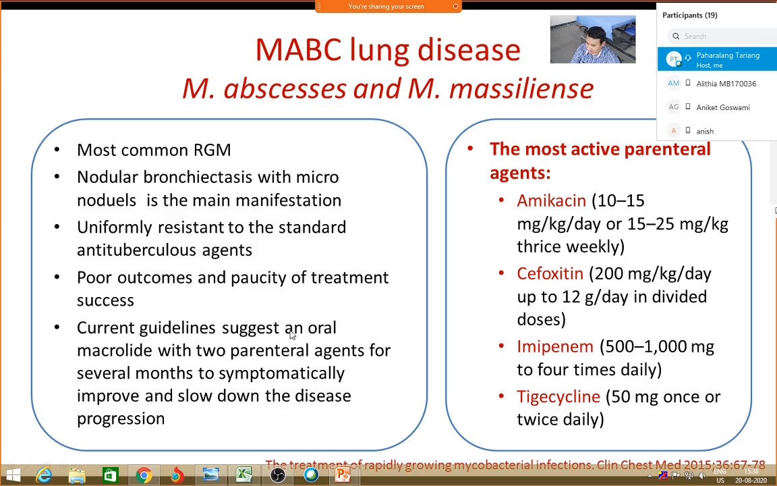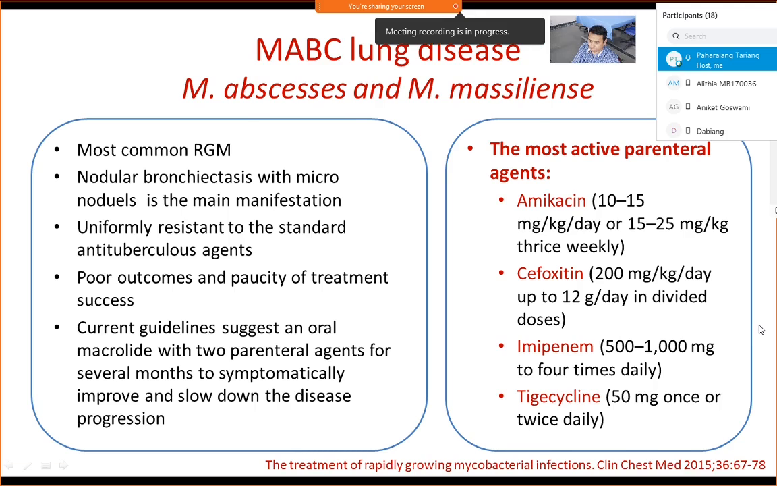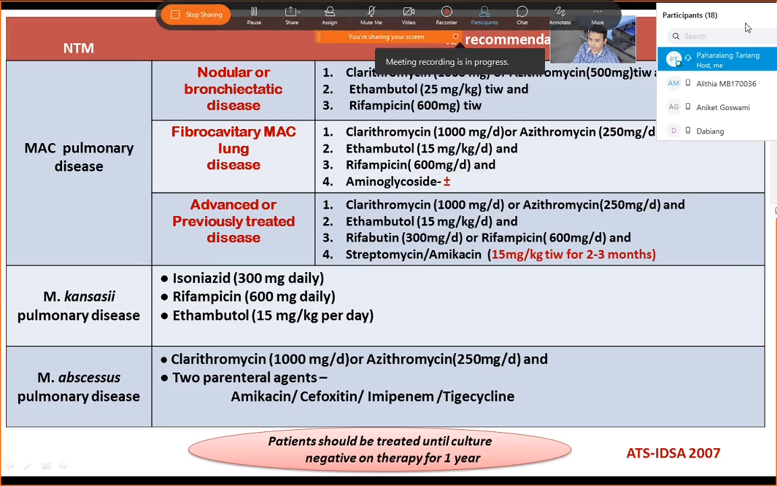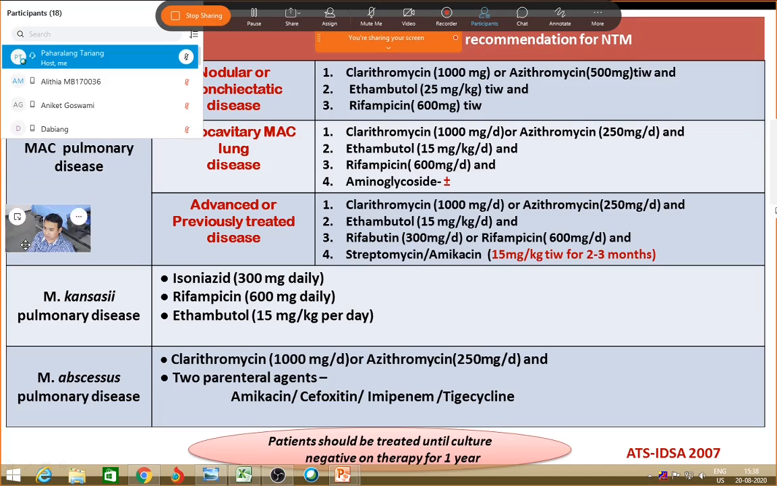So the current guidelines suggest an oral macrolide with 2 parenteral agents for several months to symptomatically improve and slow down the disease progression. And the most active parenteral agents include amikacin, cefoxitin, imipenem, or tigecycline. Okay, so this is the recommendation.